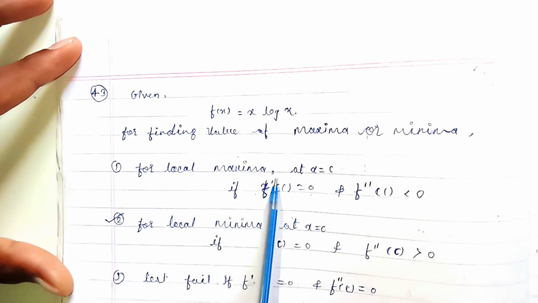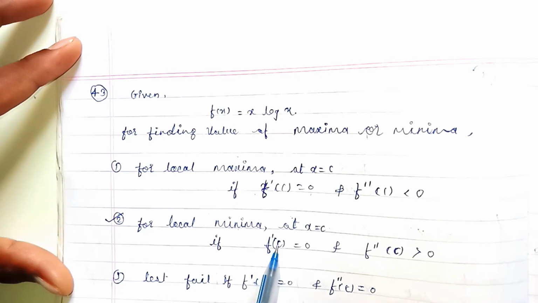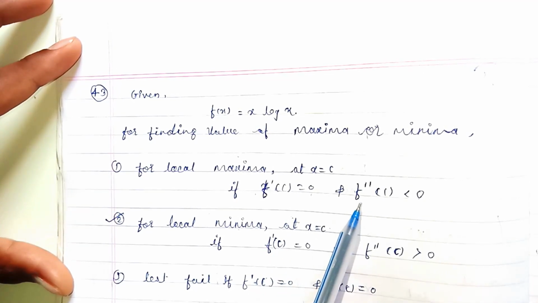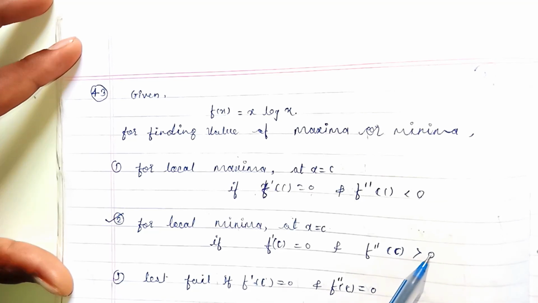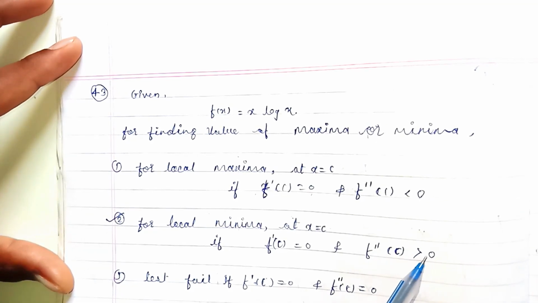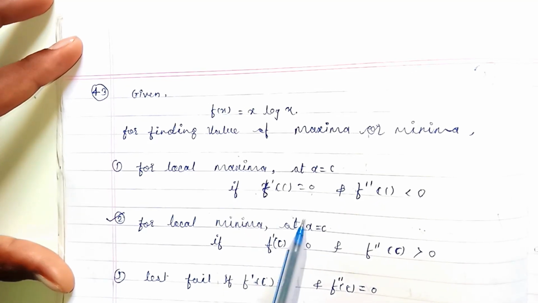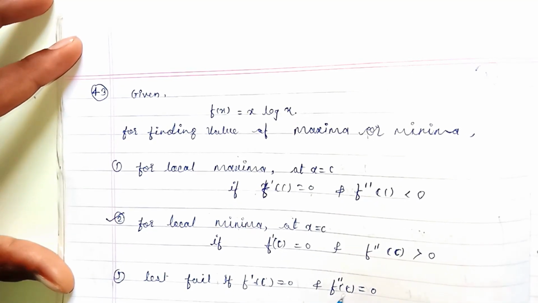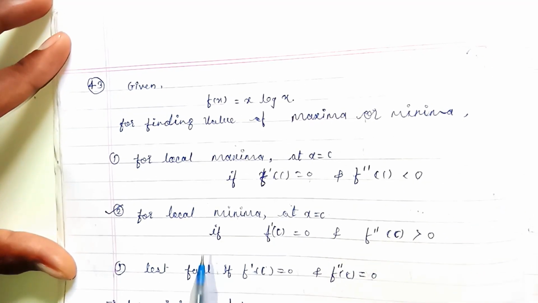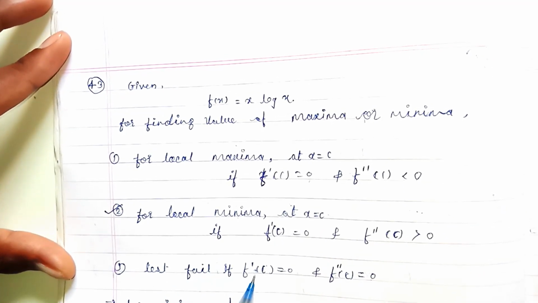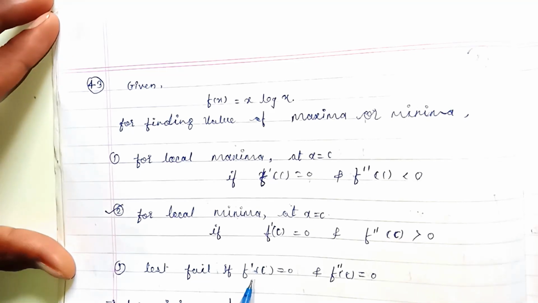For minima we go in the exact opposite direction. The differentiation at that constant point remains the same, but the double differentiation at that constant point will be strictly bigger than 0. That means 0 is not included for the double differentiation. If the double differentiation comes out to be 0, then we say the test fails for that particular constant point.